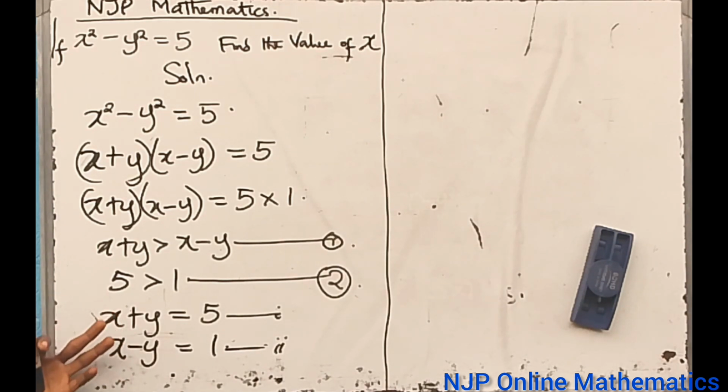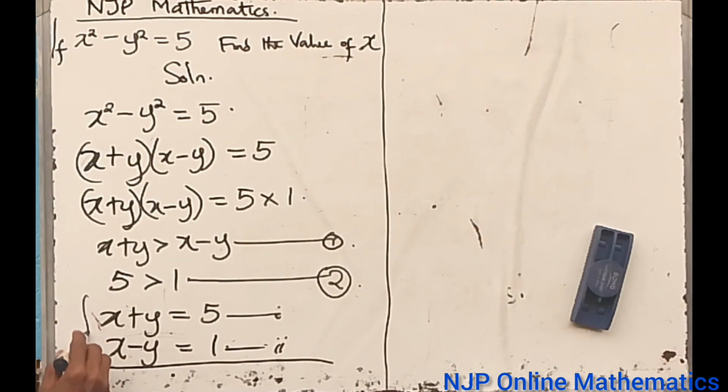So we can continue by using any of the methods of solving a simultaneous equation. We can use the elimination method, the substitution method, or the graphical method. Let's use the elimination method, since we can see that the coefficient of y in the first equation is positive 1, and the coefficient of y in the second equation is negative 1. That means if we add both sides, y will be eliminated. So let's add both sides of the equation.